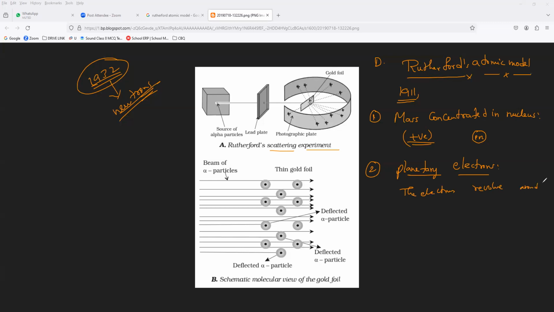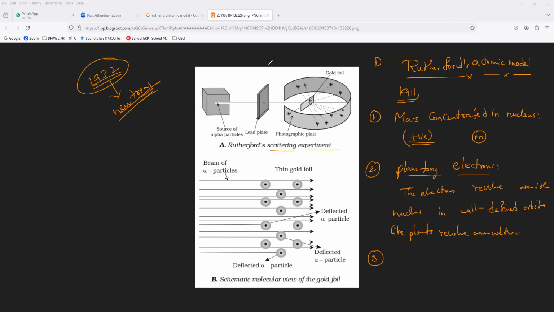So the electrons revolve around the nucleus in well-defined orbits, like the planets revolve around the sun. So that is why these electrons, we call them planetary electrons. That is the second point. Third point.